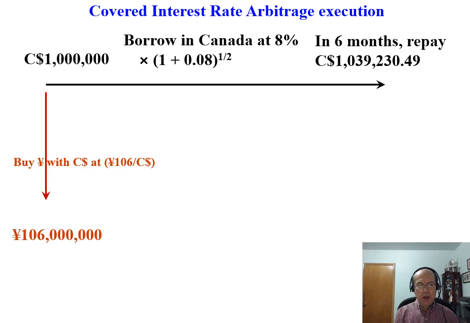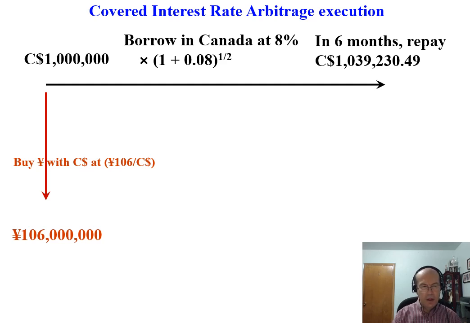Also at time 0, the trader immediately invests this 106 million Japanese yen in Japan. And also because the trader knows that in 6 months, this Japanese yen will need to be converted into Canadian dollars, to eliminate any uncertainty associated with the future exchange rate, the trader also enters the forward market. So the trader will sell this Japanese yen for Canadian dollars at the forward exchange rate.